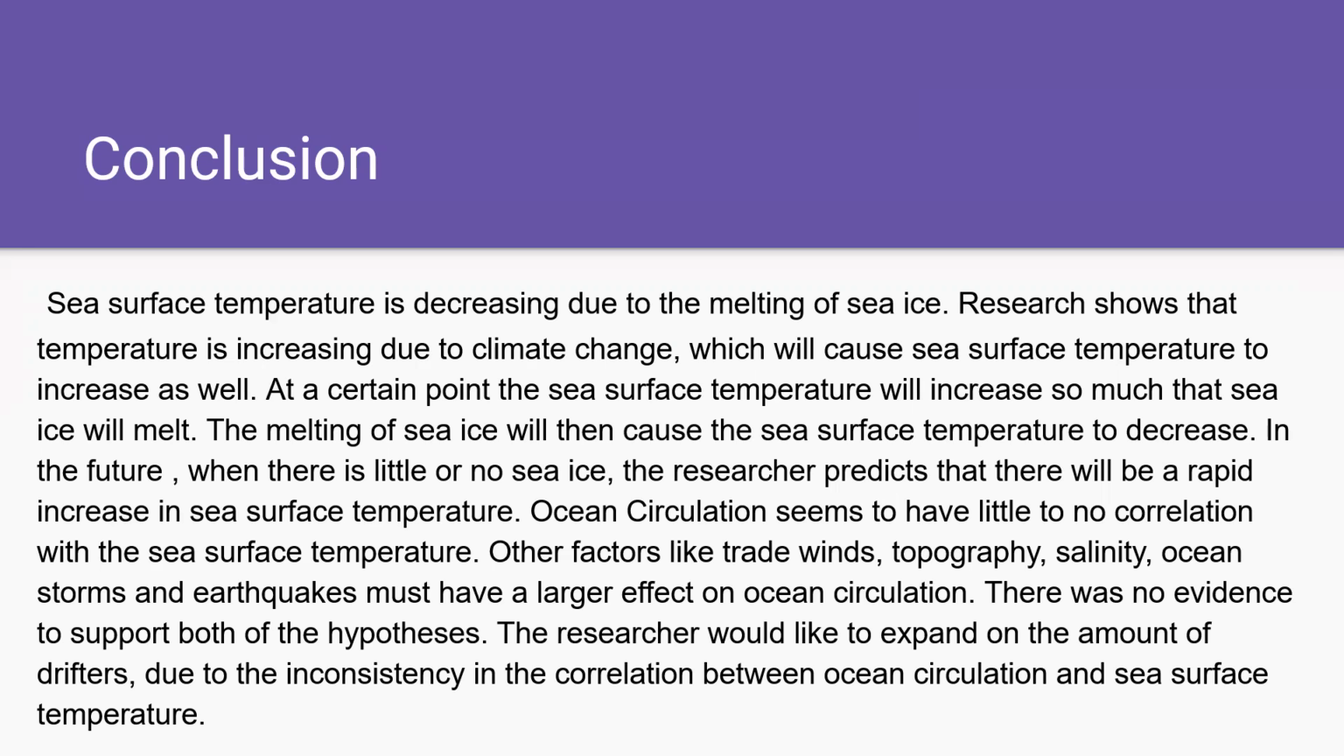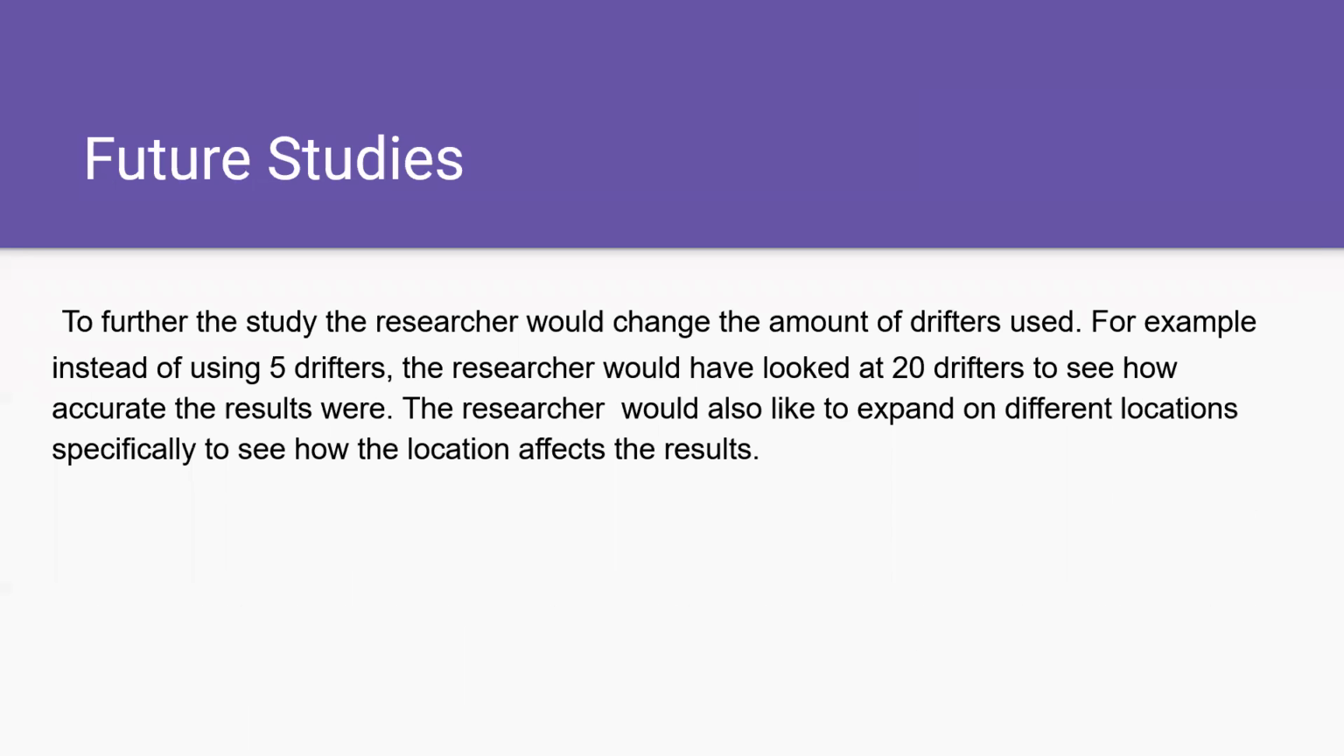Other factors like trade winds, topography, salinity, ocean storms, and earthquakes must have a larger effect on ocean circulation. There was no evidence to support both of the hypotheses. The researcher would like to expand on the amount of drifters due to the inconsistency in the correlation between ocean circulation and sea surface temperature.